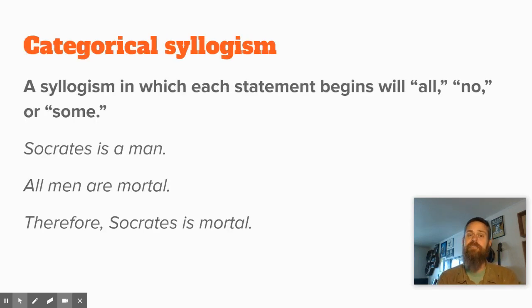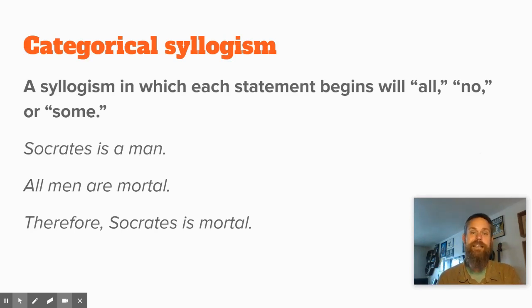The type of deductive arguments that we are going to be looking at in this class are called syllogisms. Syllogisms are going to have statements that begin with all, no, or some. And it's going to be 2 premises that could be more, but usually in a typical categorical syllogism, we're talking about 2 premises that lead to or demonstrate one conclusion.